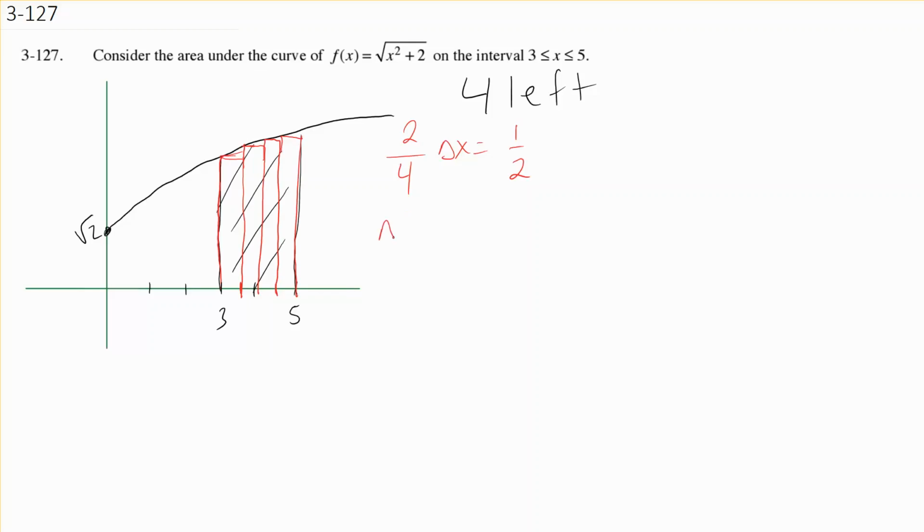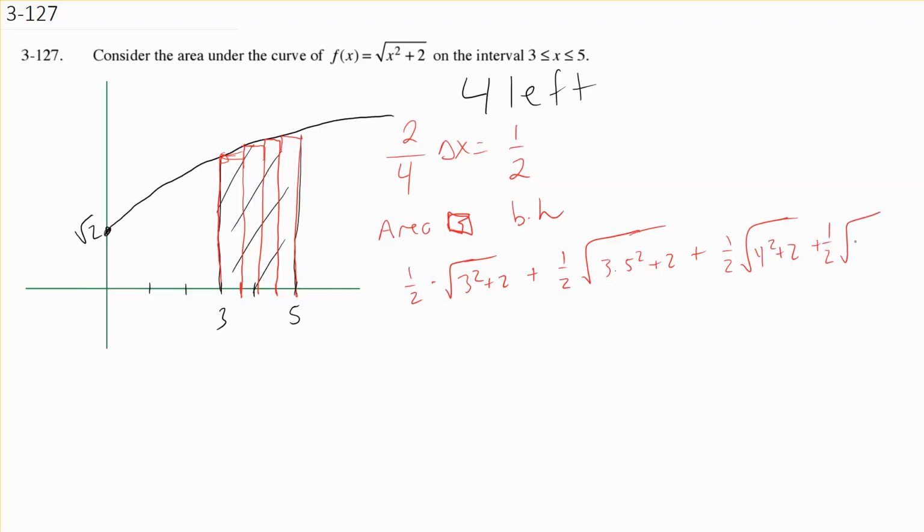The area of a rectangle is base times height. My base is 1/2, and my height is right here. In this case, that would be the square root of 3 squared plus 2. Plus the next one, 1/2 square root of 3.5 squared plus 2. So we can kind of see what's changing when we write it out every time. 1/2, 4 squared plus 2, 1/2, 4.5 squared plus 2. We got it. We got 4 rectangles. We could just plug this into our calculator and get the right answer.